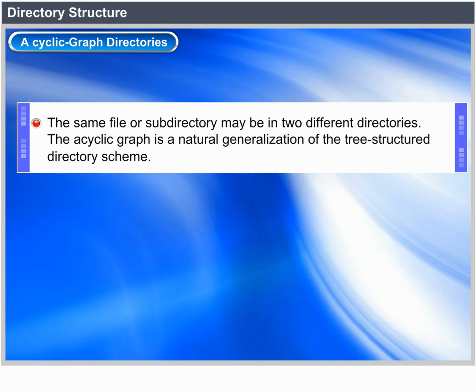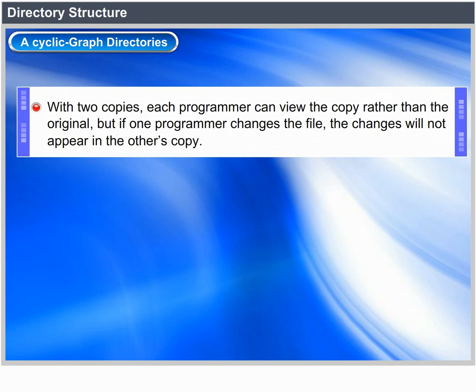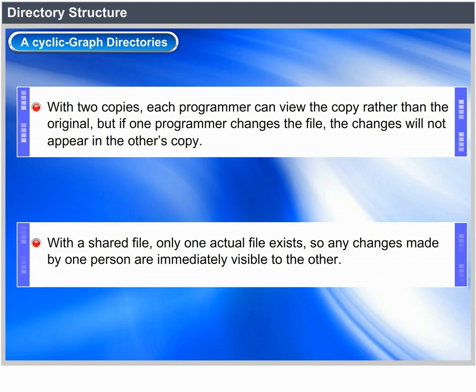It is important to note that a shared file or directory is not the same as two copies of the file. With two copies, each programmer can view the copy rather than the original, but if one programmer changes the file, the changes will not appear in the other's copy. With a shared file, only one actual file exists, so any changes made by one person are immediately visible to the other. Sharing is particularly important for subdirectories.